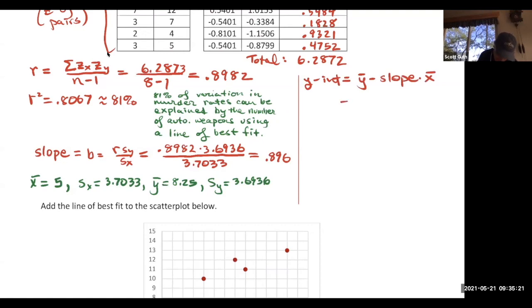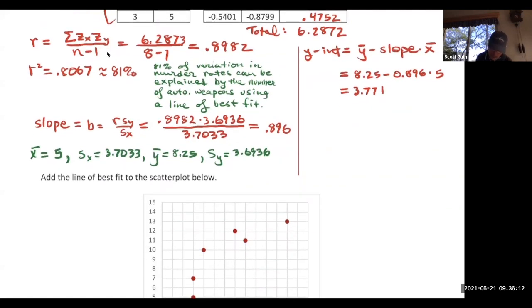Okay, so this will be our y bar, which was 8.25, minus the slope. I'm going to use the unrounded version of the slope, but I'll write 0.896 times x bar, which was 5. And again, not entirely sure how much to round this, but I'll use 3.771. You might have a slightly different value depending on where and when you rounded. Okay, so we got a slope, we've got a y-intercept.